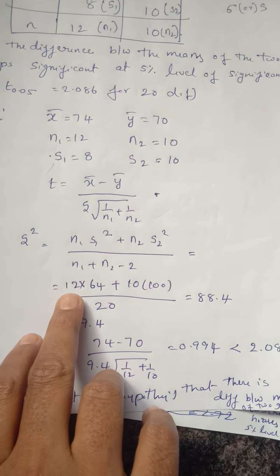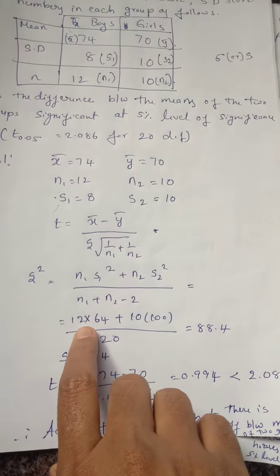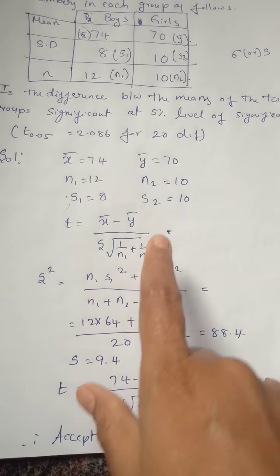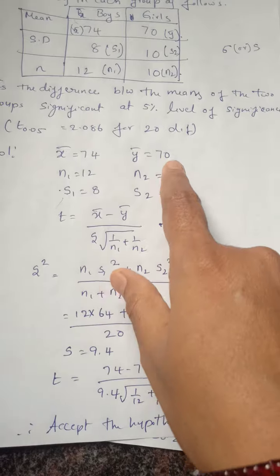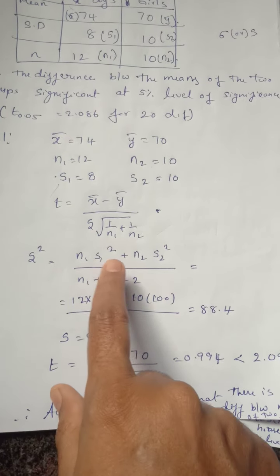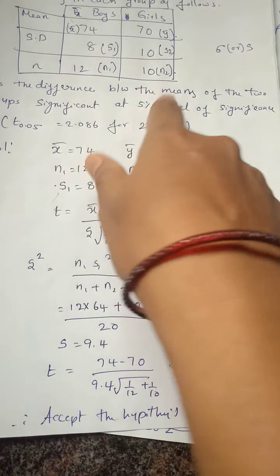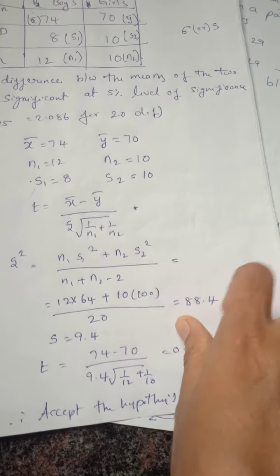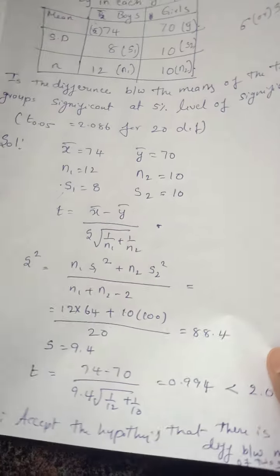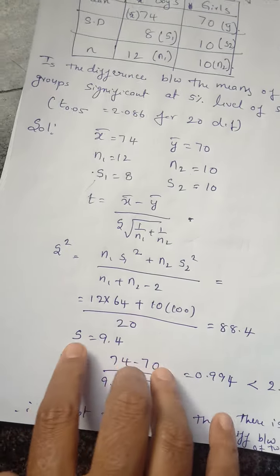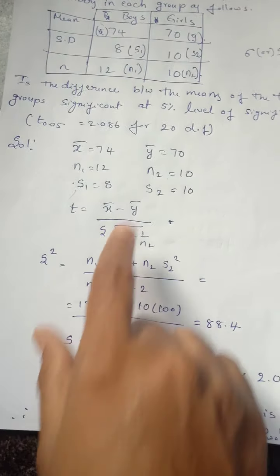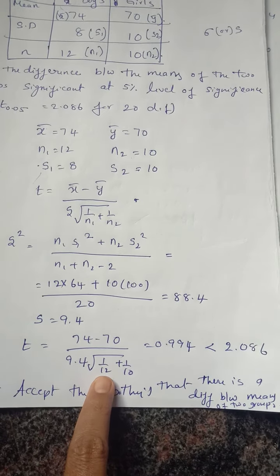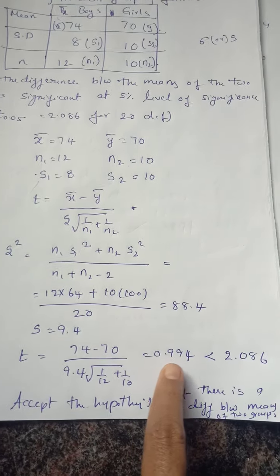So n1 means 12. This is n1. 12 into s1 square, s1 is 8, so 64, plus n2 is 10 and s2 square, 10 square is 100, divided by n1 plus n2. 12 plus 10 is 22, minus 2 means 20. So we find the value 88.4 and the square root, that is s, that is 9.4. Substitute in t: x bar minus y bar by s into 9.4 into square root of 1 by 12 plus 1 by 10, that is 0.994.